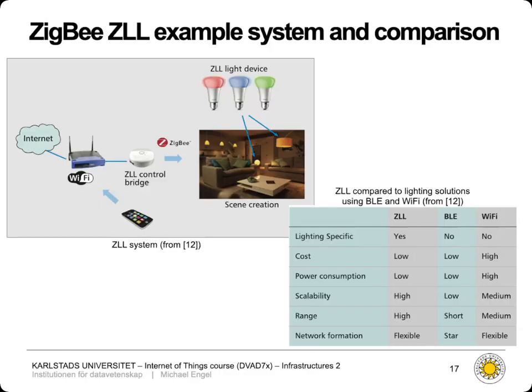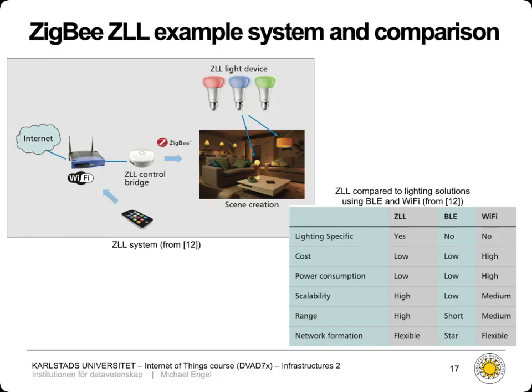So here's an example of a possible setup with Zigbee ZLL. On the upper left-hand side, we have, for example, a scene that connects a number of different light devices that can then be controlled. And all this control is happening over the ZLL control bridge, essentially the gateway we've seen before. This control bridge can in turn be connected to your internet router.